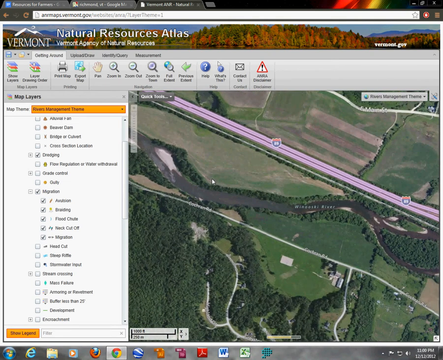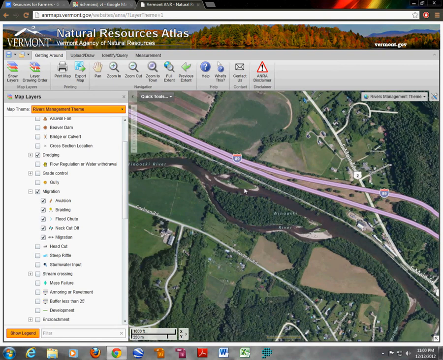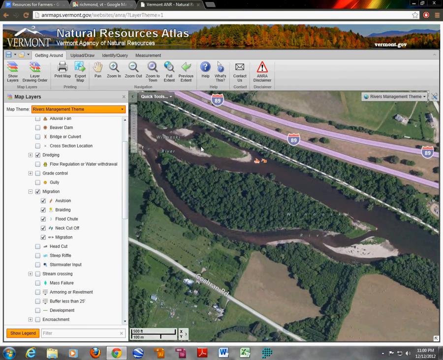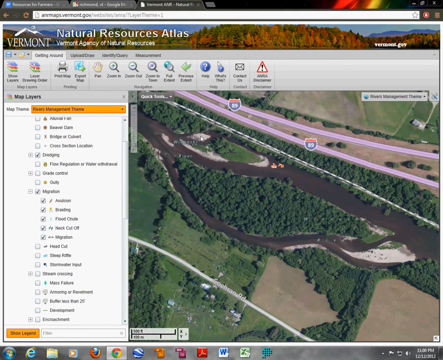Braiding occurs here. Maybe this would be the best example around here. Braiding occurs when one river branches off and splits and kind of braids itself around islands or berms of gravel in the river. And what happens is that it kind of weaves and doesn't just follow one straight path.